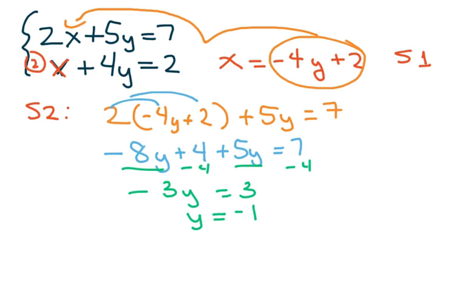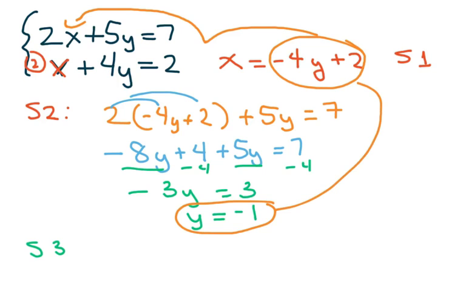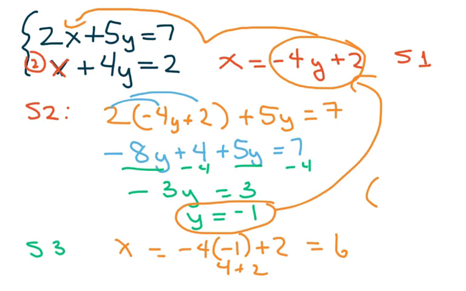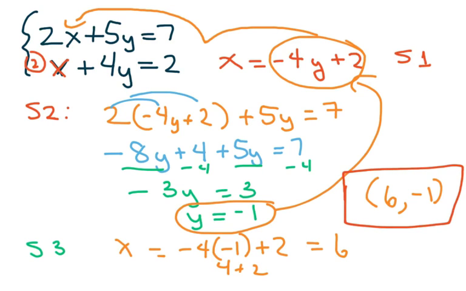And then step 3 means I'm going to plug my negative 1 into my revised equation. So x equals negative 4 times negative 1 plus 2, and that's going to equal 6. There's 4 plus 2 here. So my solution is x is 6, and my y is negative 1. And then you should check. You check with the calculator. Where do we check? We check back in the original first two equations.